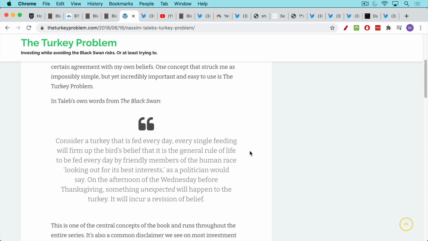Whereas if you scroll back and think about it, the turkey is going to be slaughtered sometime a couple weeks or a couple days before Thanksgiving, and the VIX for the turkey basically will be going from zero to infinity.